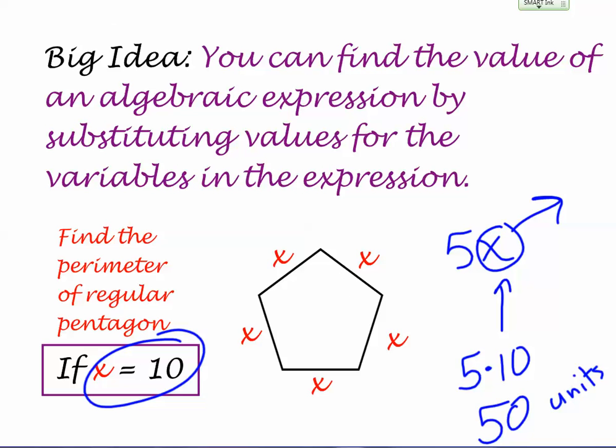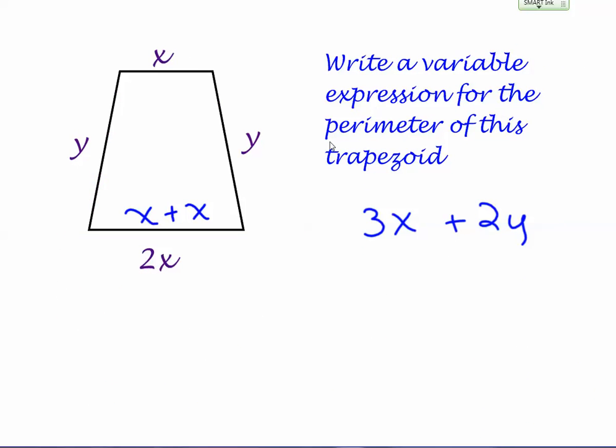We don't know what the unit is, centimeters, meters, yards, feet, so we just say units. And then you had to write a variable expression for the perimeter of this trapezoid, which is 3x plus 2y. Remember, 2x plus x is 3x, because 2x is really the same as x plus x. That's what 2x means. I've got 2 x's, and x plus x plus x is 3 of those, and y plus y is plus 2y.